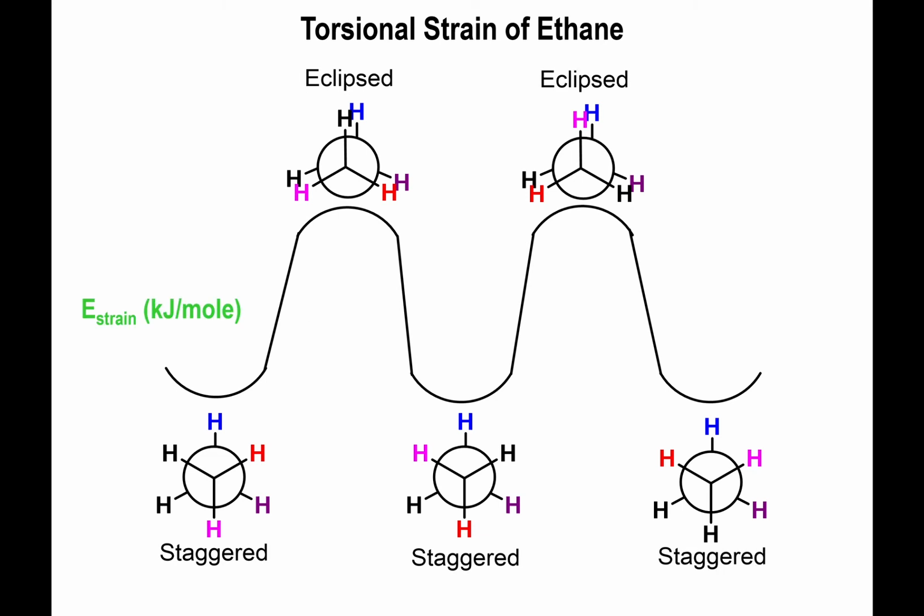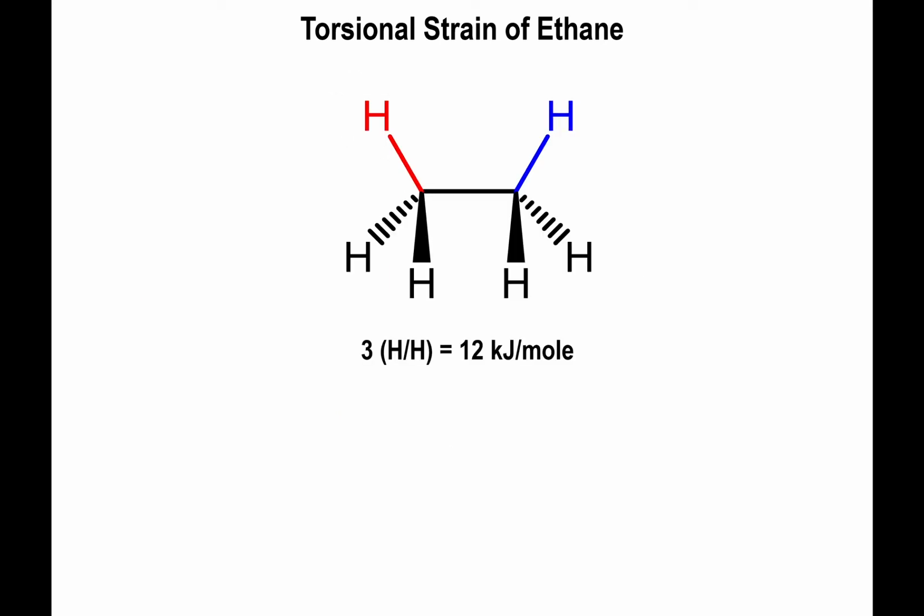Now, there is an energy associated with having the eclipsed conformations in which the hydrogens are on top of hydrogens. And experimentally, we find that this energy difference going from the staggered to the eclipsed conformation is roughly 12 kilojoules per mole. Now, if you consider what we have right here, we have hydrogen on hydrogen, hydrogen on hydrogen, and hydrogen on hydrogen. So in essence, we have three hydrogen-hydrogen interactions in the eclipsed conformation, which equate to 12 kilojoules per mole. And what this means is that if you divide everything by three, each hydrogen-hydrogen interaction in the eclipsed conformation is worth roughly 4 kilojoules per mole.